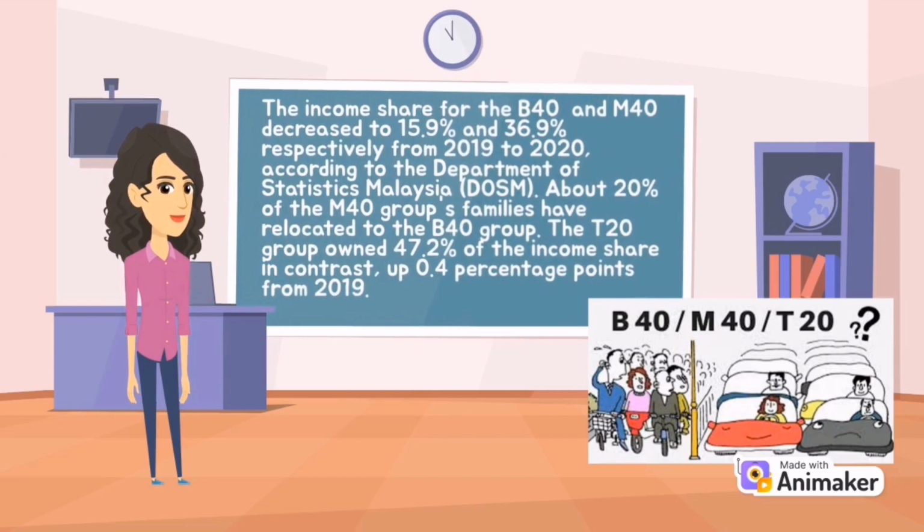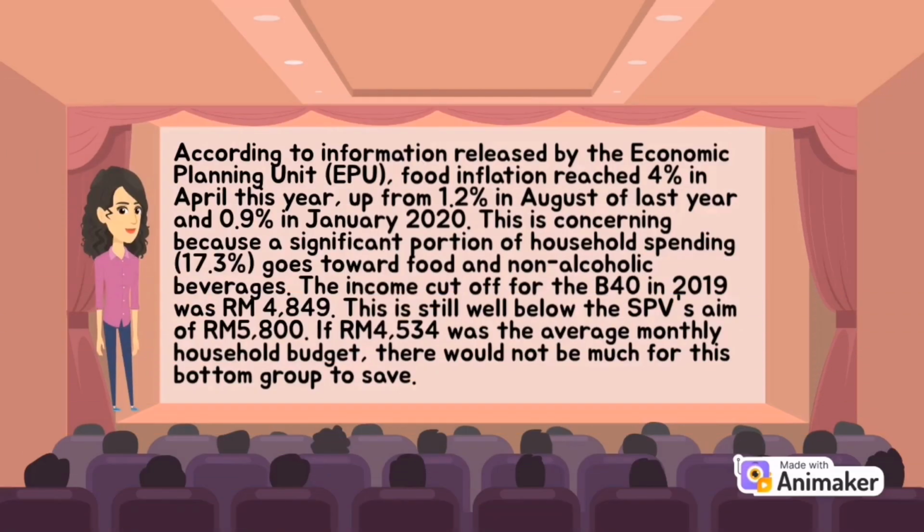The income share for the B40 and M40 decreased to 15.9% and 36.9% respectively from 2019 to 2020, according to the Department of Statistics Malaysia (DOSM). About 20% of the M40 group's families have relocated to the B40 group. The T20 group owned 47.2% of the income share, in contrast, up 0.4 percentage points from 2019.